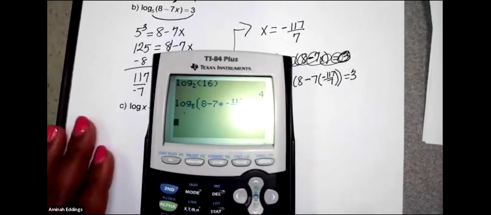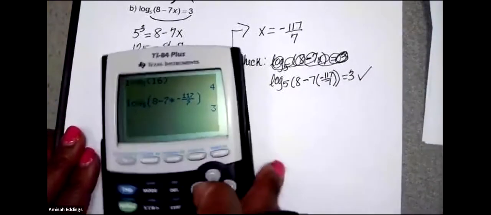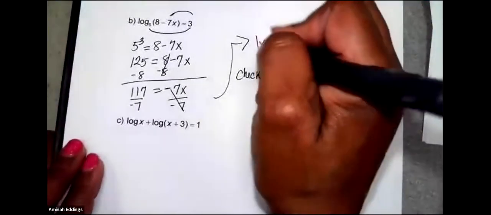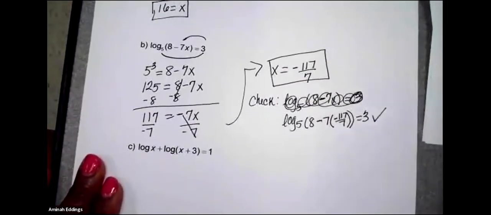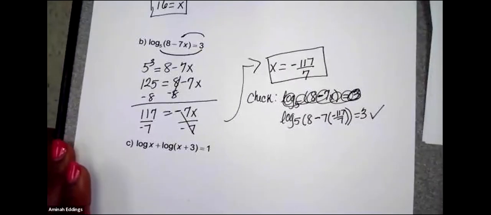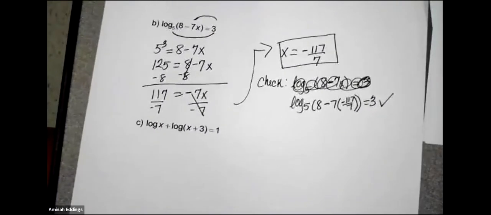And I get 3. So that means this is correct. So my answer is fine. Negative 117 over 7. Okay, question? Shadri, you okay? Okay. Virtual students, any questions?